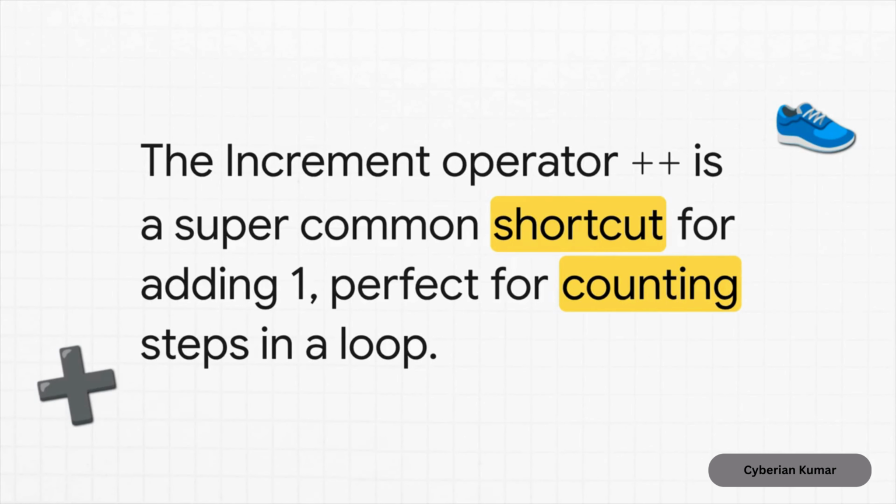You are going to see this thing everywhere, especially when you're counting stuff, like looping through a list of items. Instead of writing out x = x + 1, you just type x++. It's short, it's sweet, and it's basically a universal sign of a programmer at work.